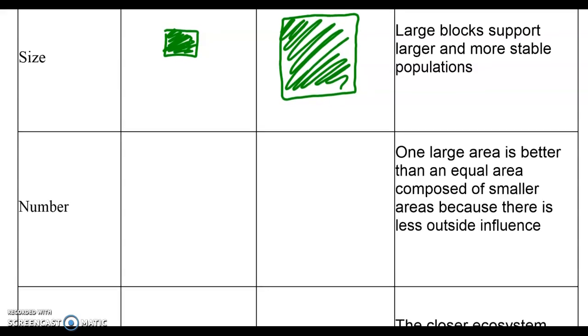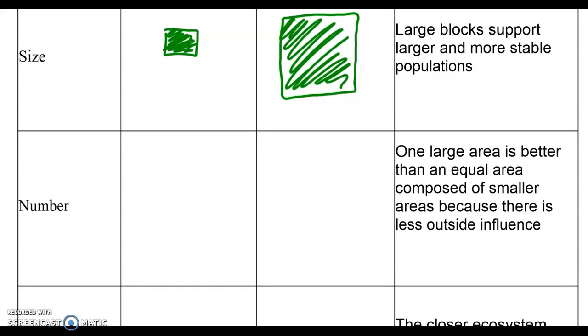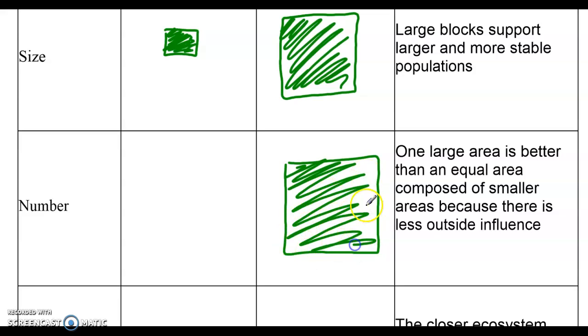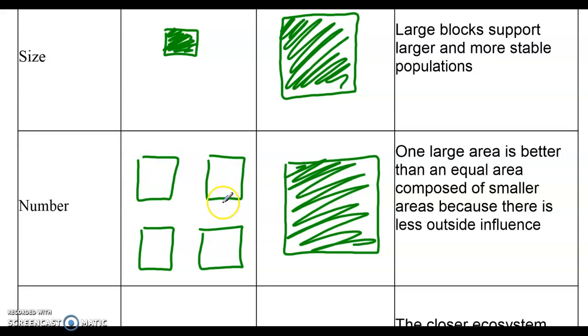Okay, so another factor is how many patches we are going to leave as forest. So let's say we're going to take the same size of land. It's actually better to keep one large piece of forest. Then let's say that this was the exact same size, but it was split up. Imagine that if we were to add up all 4 of these blocks, it would be equal to that one block on the other side. So it's better to have one larger ecosystem than to keep 4 little mini ecosystems.